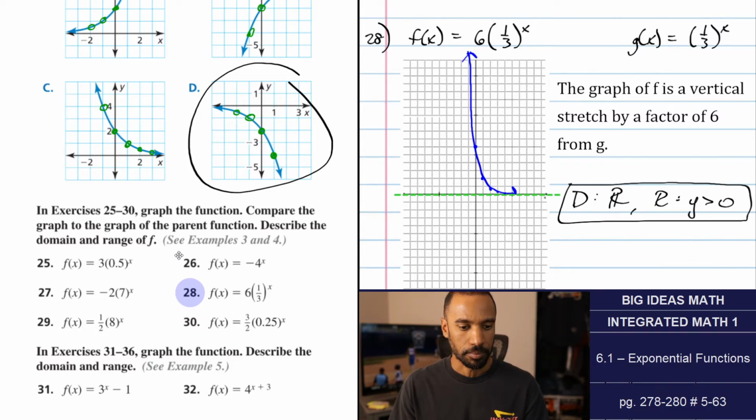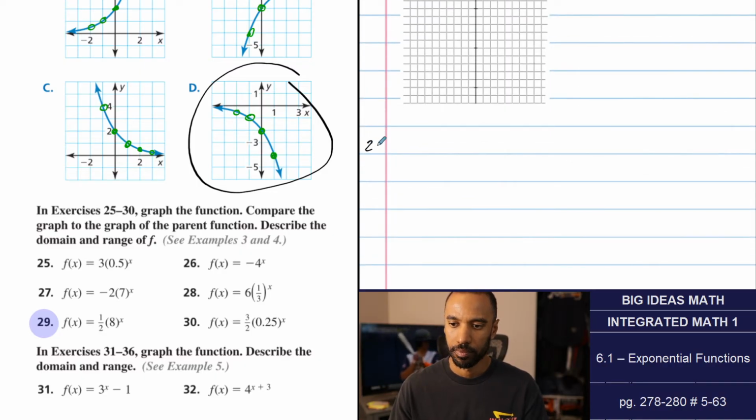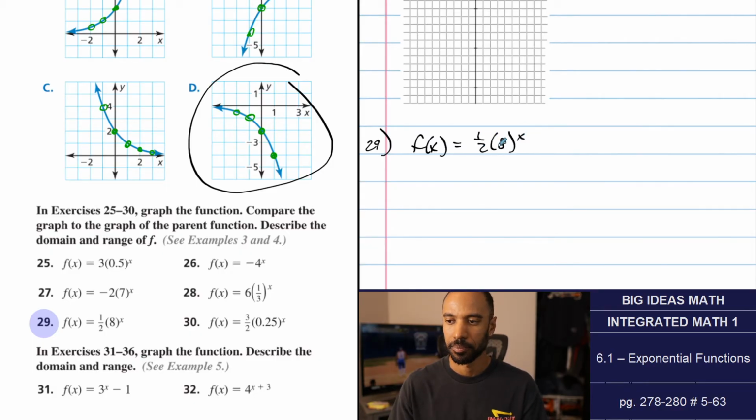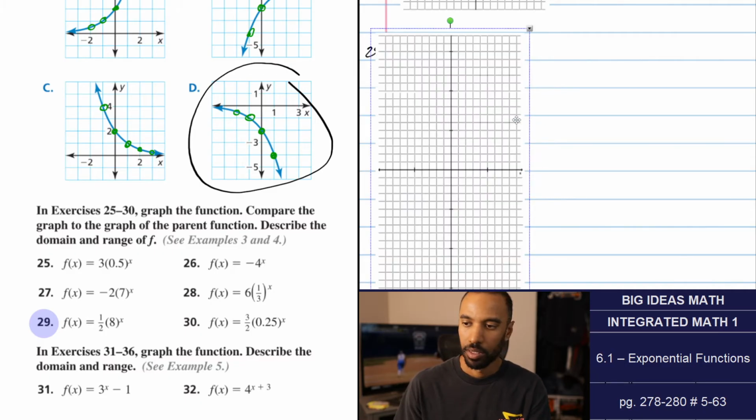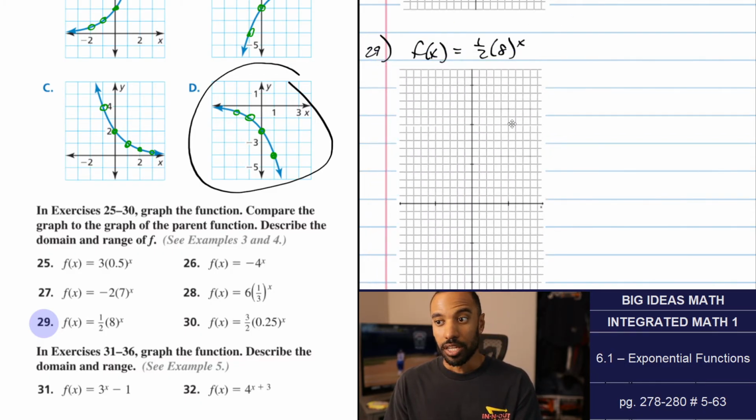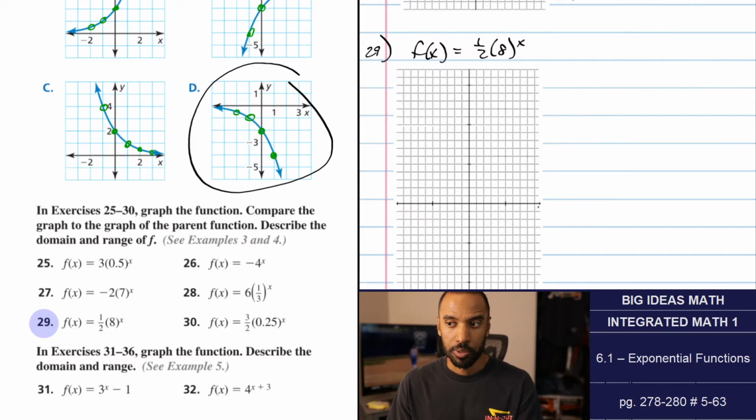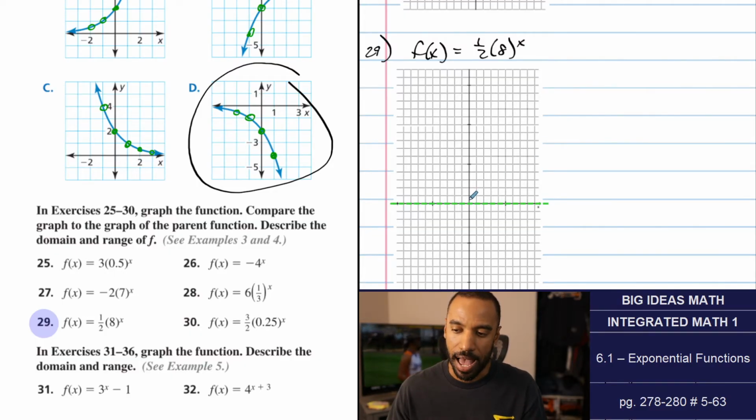Number 29. You have f of x equals 1/2 times 8 to the x power. It's going to get super tall, super fast, but it starts super short. It starts super low. It starts at 1/2. We generally don't talk about y-intercepts being fractions, but here we are. So this is 1/2, and the good news is when we multiply it by 8, it becomes an integer immediately. Bad news is it gets pretty tall over time.